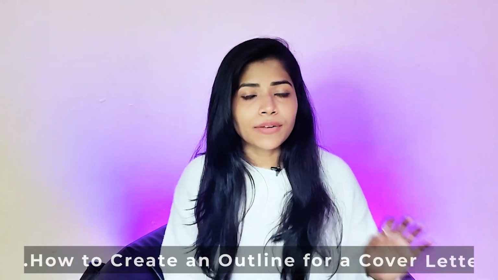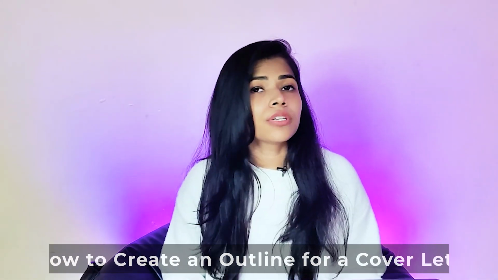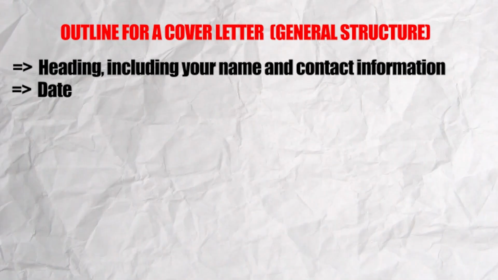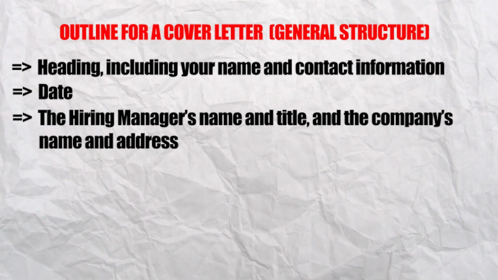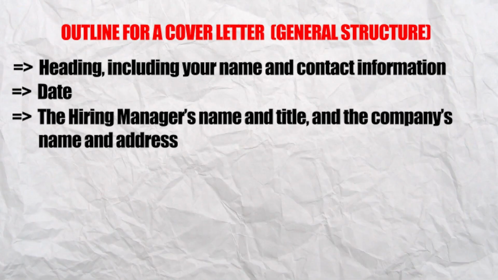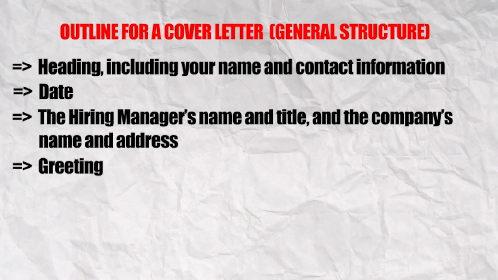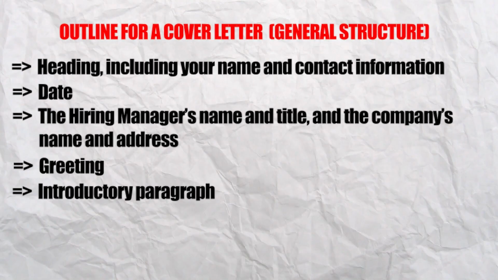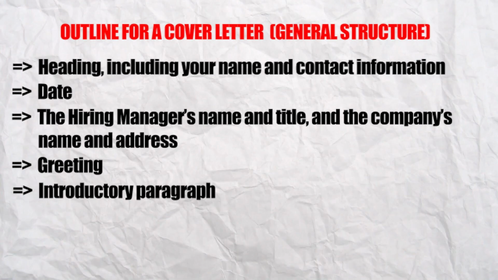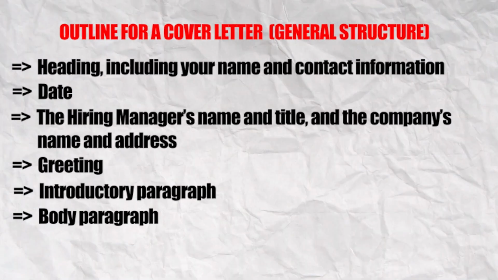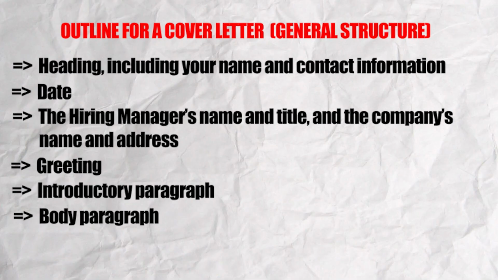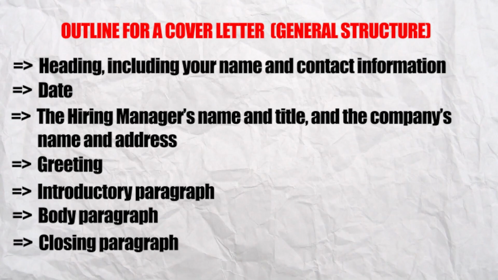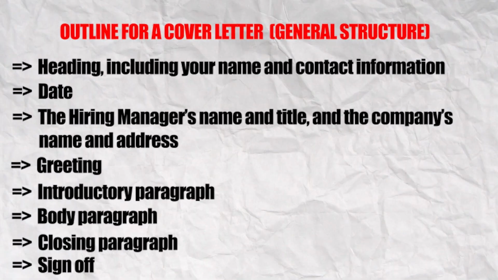Now let's see the outline for the cover letter. What is the general structure you can follow? Give the heading including your name and contact information. Don't forget to mention the date, the hiring manager's name and title, then the company's name and address, and then a warm greeting. The first paragraph can be an introductory paragraph about yourself, your interest, and your experience, and the second paragraph can be how relevant it is to the company and how much interest you have. The third paragraph, the closing paragraph, is how your qualities will help them to improve their company and add qualities to them. And the last one can be your sign off.